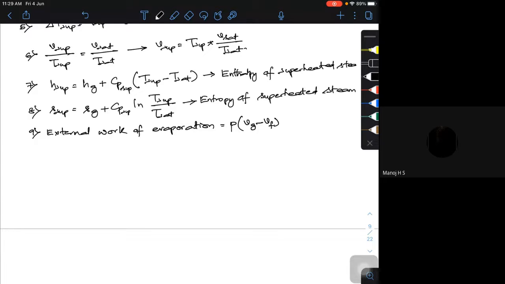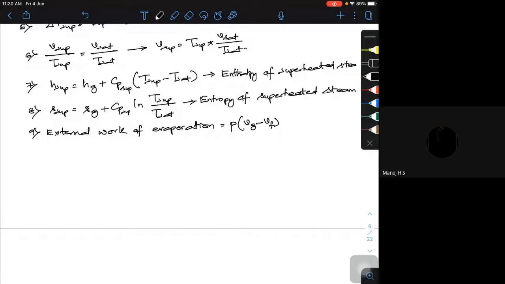If the condition of the steam is given, then I need to calculate this with the dryness fraction x. It will be x into Vfg, and we should be able to do it. That's how we will be able to calculate the external work.